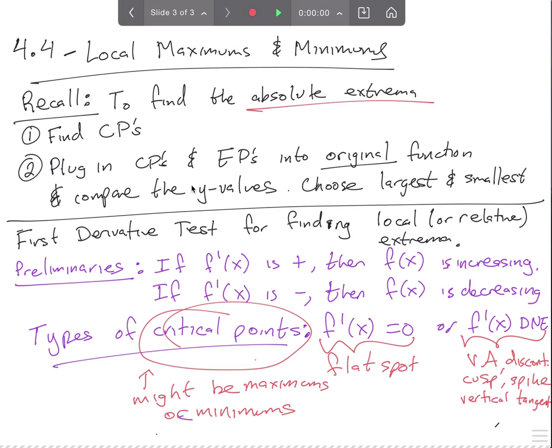All right, so any questions about any of those preliminaries? Those are things we have already talked about, but they're important for the first derivative test that we're going to write down right now. No? We're good? Okay, so let's write down the first derivative test then. So suppose you find a critical point. So x equals c is a critical point.